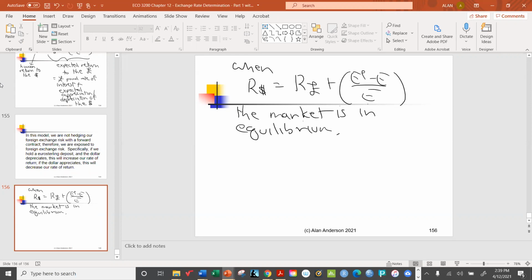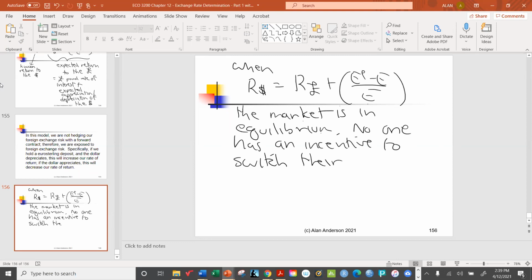Okay, and of course, when it's in equilibrium, that means that nobody has an incentive to switch their funds from one currency to the other. So we'll add that here. No one has an incentive to switch their funds from one currency to the other.